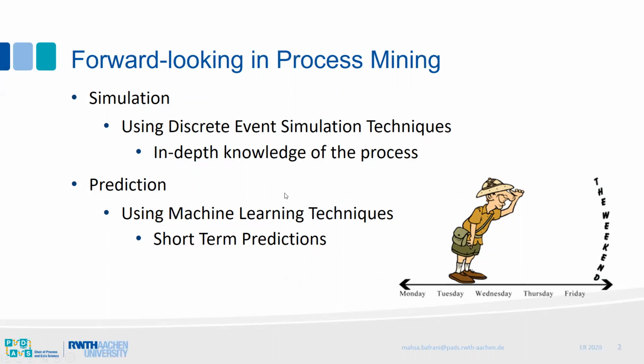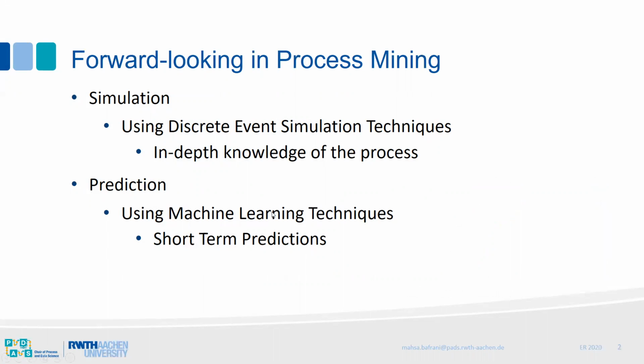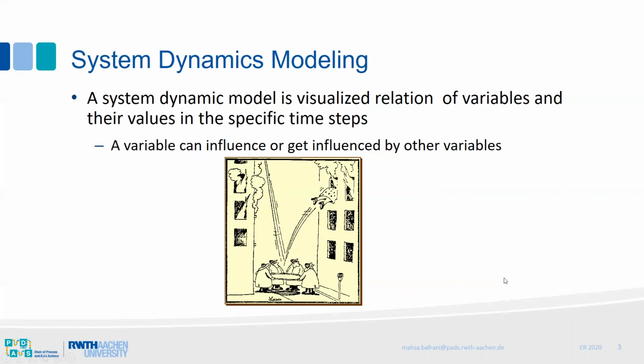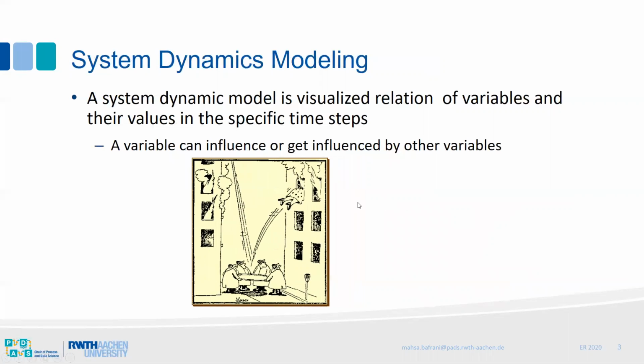Among simulation techniques, there exist several that help us go beyond the in-depth knowledge of processes at the instance level. For example, using system dynamic modeling, we can model our processes at a higher level of aggregation. It means that we don't need to go into the depths of each instance or case in the processes. We can look at the whole process as a whole system and discover the variables that influence each other or get influenced by other variables.